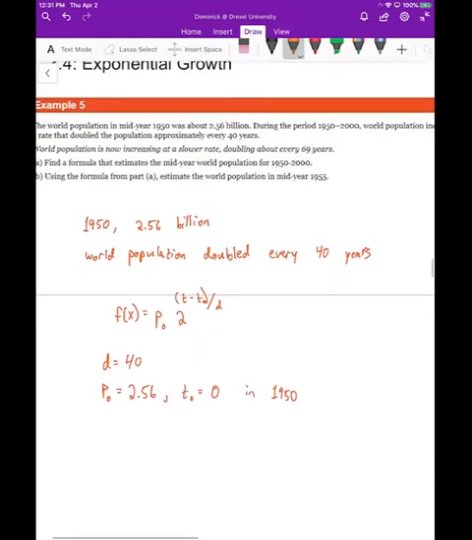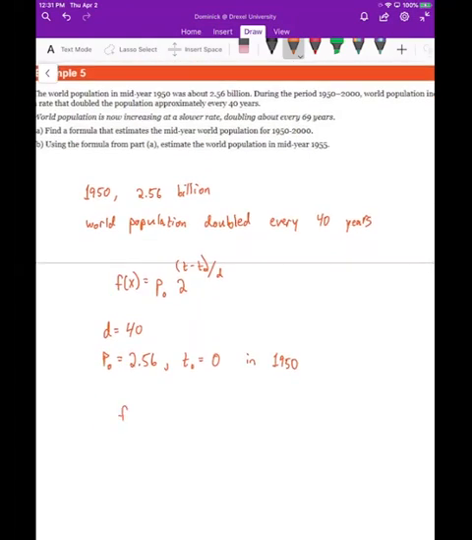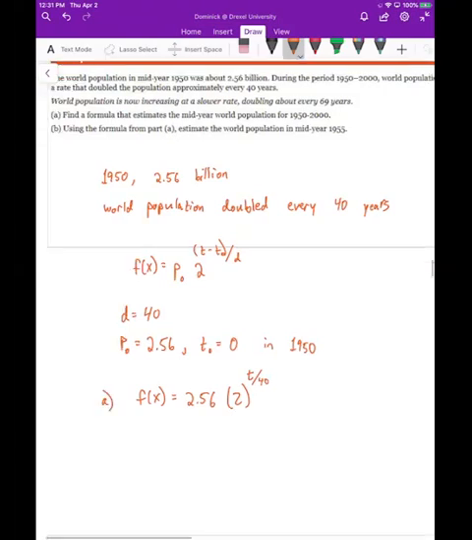So now if we use this information in our formula, then we get that our model could look something like 2.56 times 2 to the t. Now T0 is 0, so I don't need to write that part, over d, which is 40. So that's going to model my population for this time period.